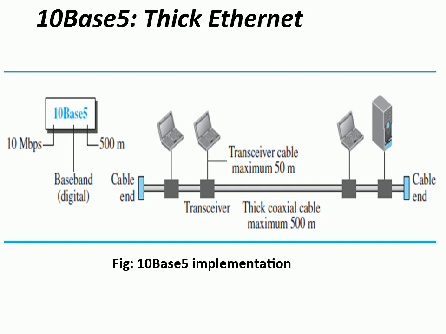And one more thing: as you can see, the thick coaxial cable's maximum length is 500 meters, right? What happens if it exceeds 500 meters? Then there is a degradation of the signal. So in order to avoid that, we maintain the maximum length of this cable as 500 meters only.